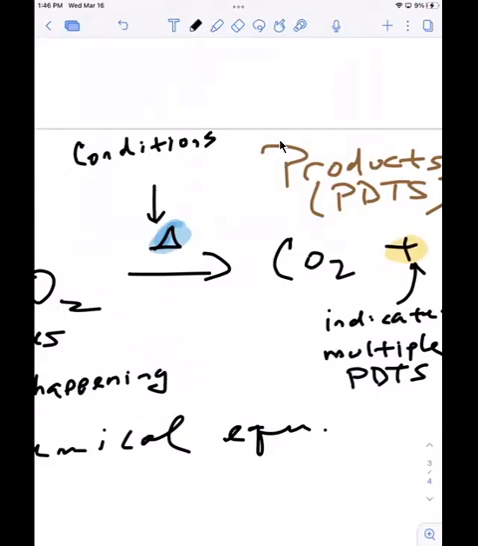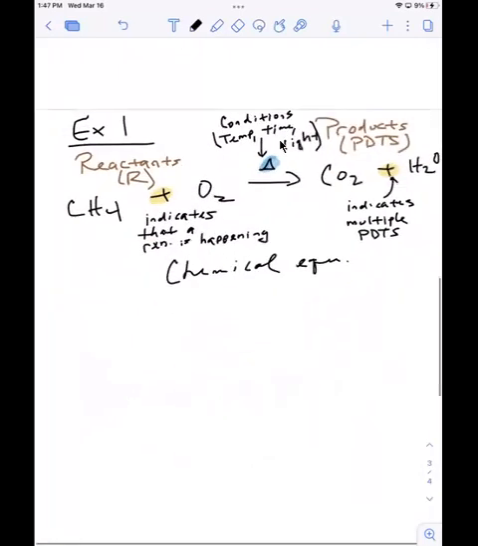So it could be heat, or temperature, time. It can be light, whatever. Like light, sometimes you do a reaction under UV radiation, so on and so forth. So you want to put your conditions over the arrow, or sometimes underneath the arrow. And then on the right side, products, left side, reactants.